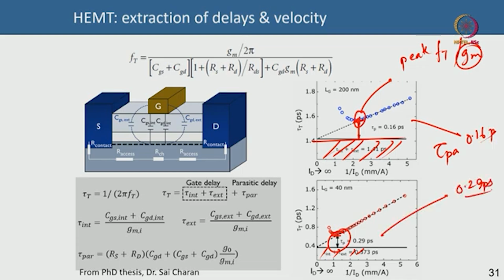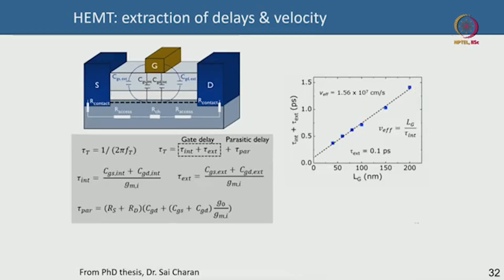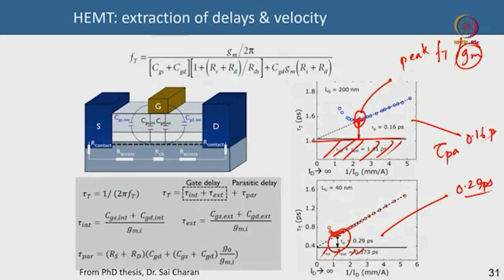But you still do not know how much is the intrinsic delay and how much is the extrinsic delay. For that, you do this exercise for 5 or 10 different devices of different gate length: 40 nanometer, 60 nanometer, 80 nanometer, 100 nanometer, 150 nanometer. You keep changing the LG, and for each you do 10 points to extract this. It is a laborious, time-taking process, and you have to do it very carefully. For each point you have to extract the cutoff frequency, which is not trivial. You have to de-embed the parasitics and look at S parameters.